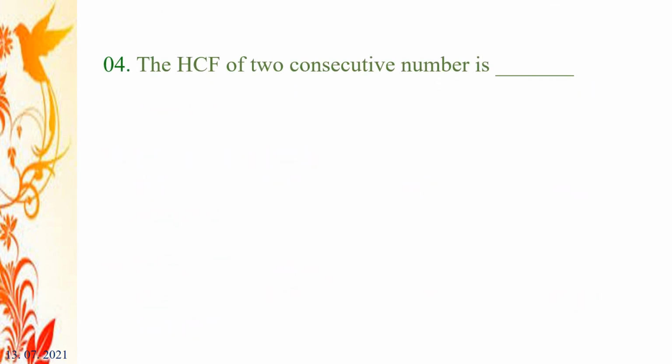The HCF of two consecutive numbers is dash. Option A 1, option B 3, option C 2, option D none. Here, consecutive two numbers means take any two numbers, that means 2, 3. Here the common factor is 1. Am I right? Yes, answer A, 1.